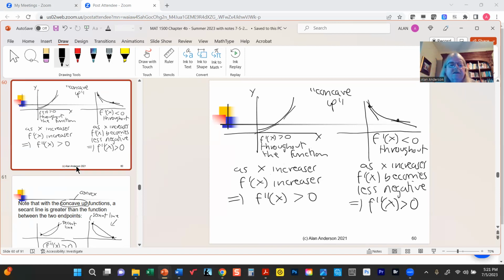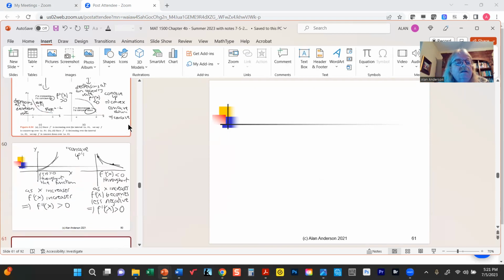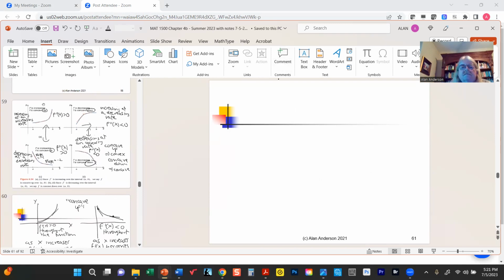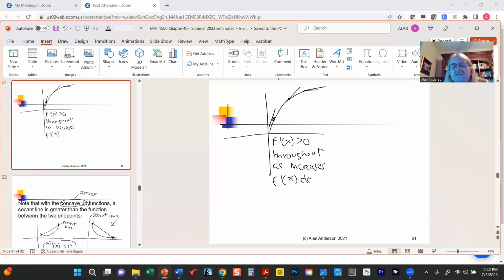So what other cases are there? Well, let's try these two. You can see what's happening here. The slope is positive throughout. But as x increases, the slope is shrinking because the curve is getting flatter. It's not becoming negative, but it's becoming less positive. So that means f prime of x is decreasing as x increases, and that implies in turn that the second derivative is negative.